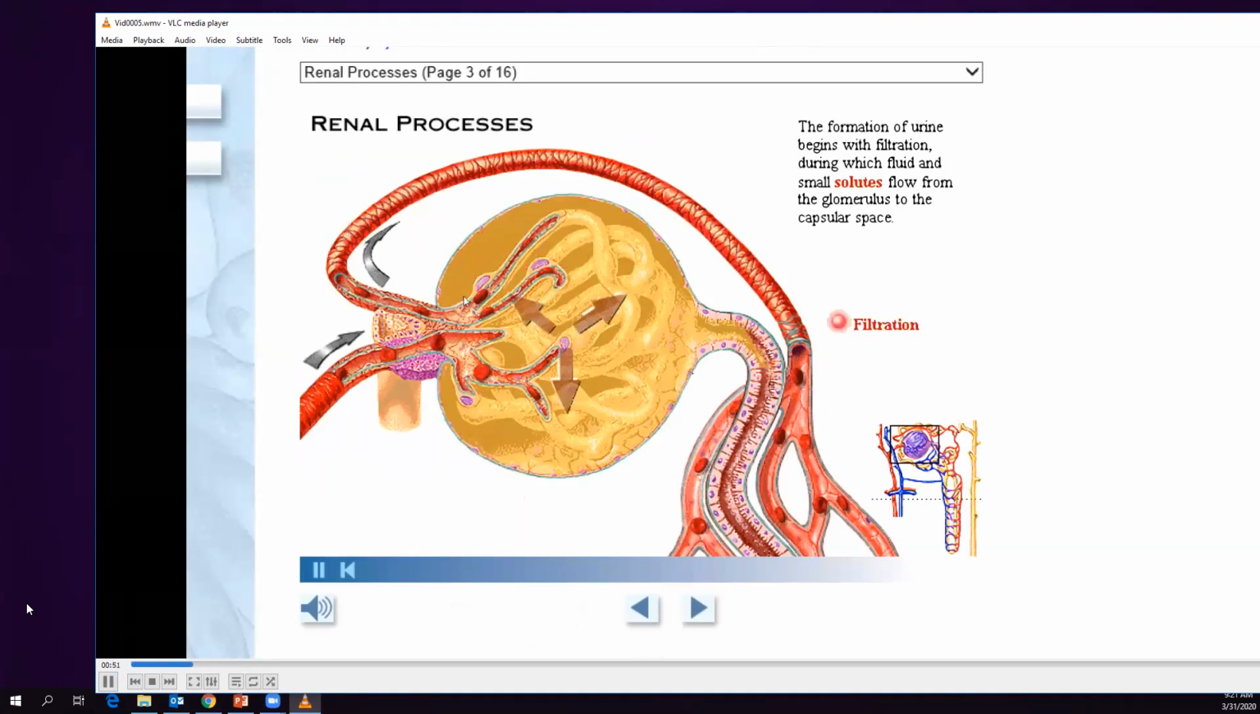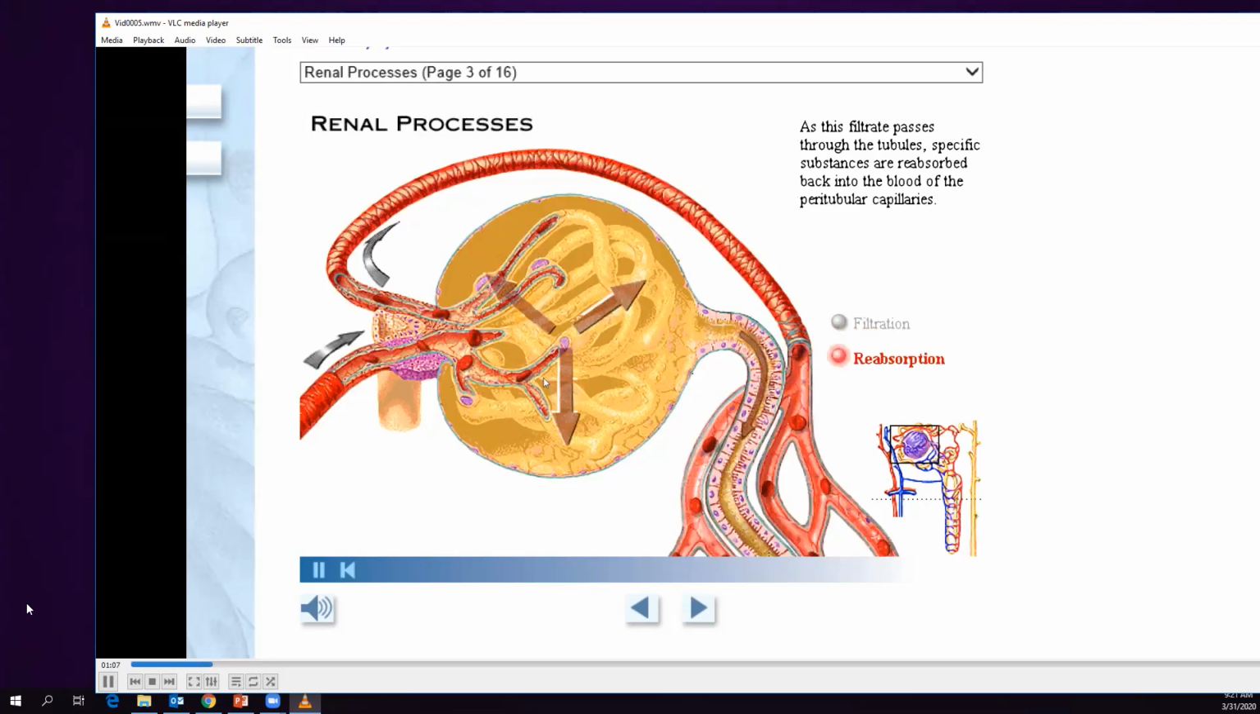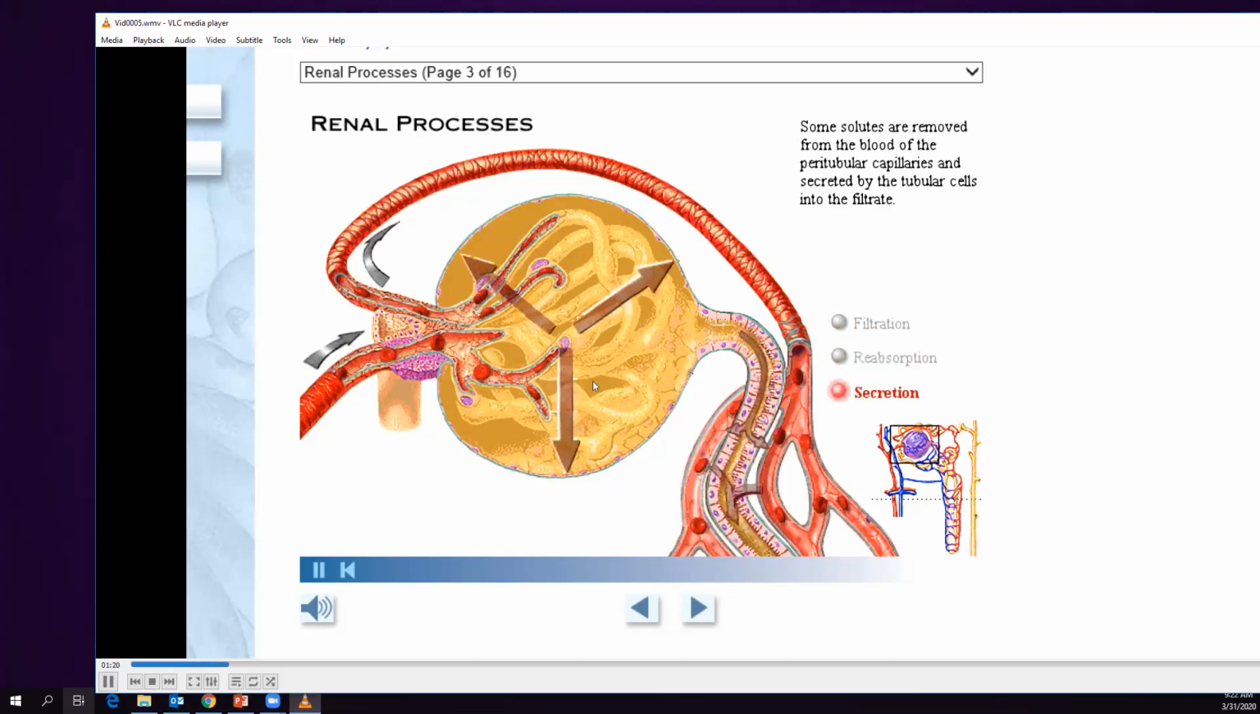The formation of urine begins with the process of filtration. Fluid and small solutes are forced under pressure to flow from the glomerulus into the capsular space of the glomerular capsule. Now click the tubule to see the second process. As this filtrate passes through the tubules, specific substances are reabsorbed back into the blood of the peritubular capillaries. Now click the peritubular capillaries to see the third process. In addition, some solutes are removed from the blood of the peritubular capillaries and secreted by the tubular cells into the filtrate to fine-tune the composition of the blood.